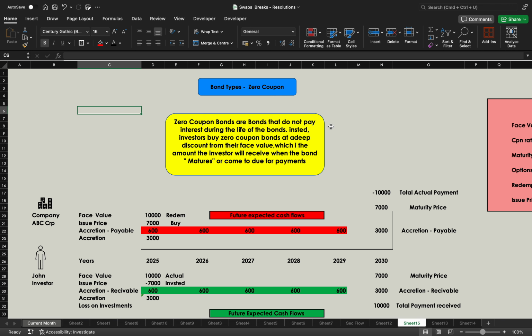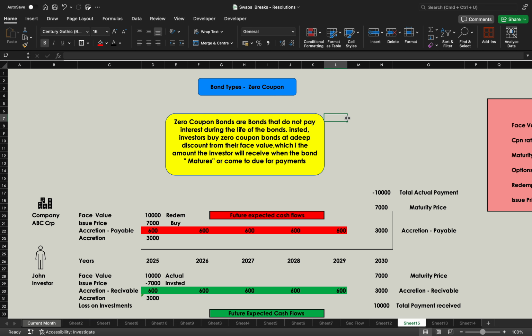If we talk about the definition, zero coupon bonds are bonds that do not pay interest during the life of the bonds. Instead, investors buy zero coupon bonds at a deep discount from their face value, which is the amount the investors will receive when the bond matures or comes due for payment, I would say.